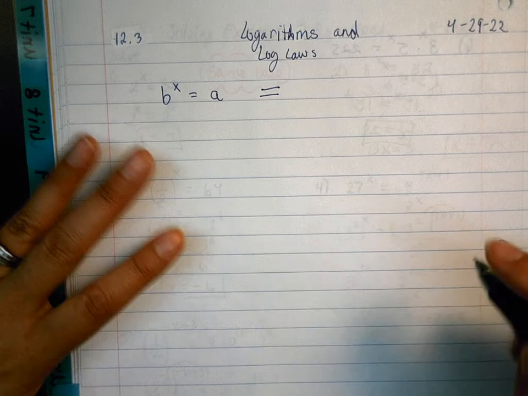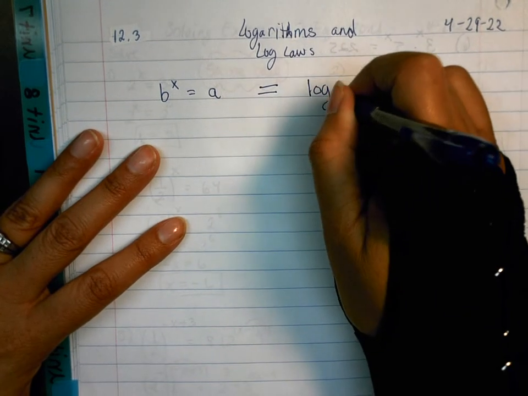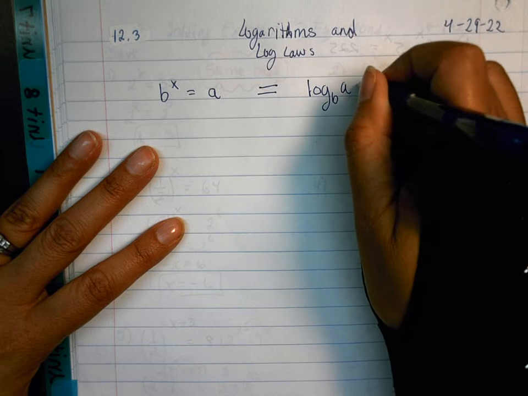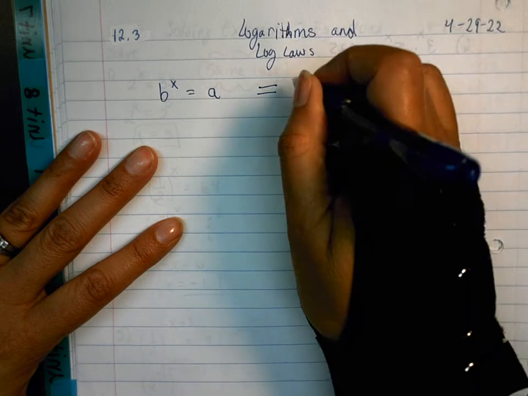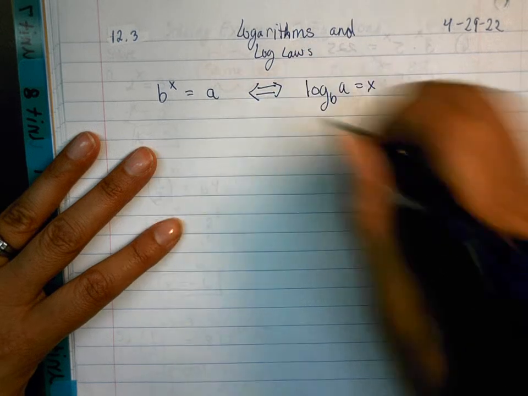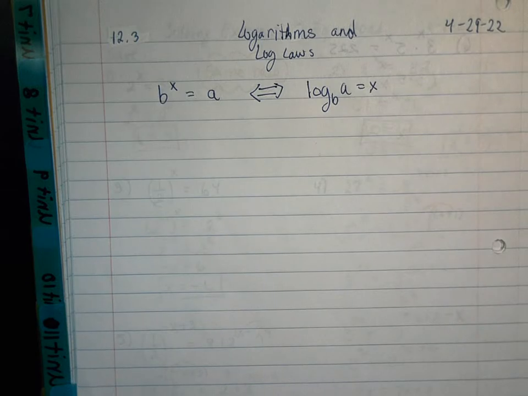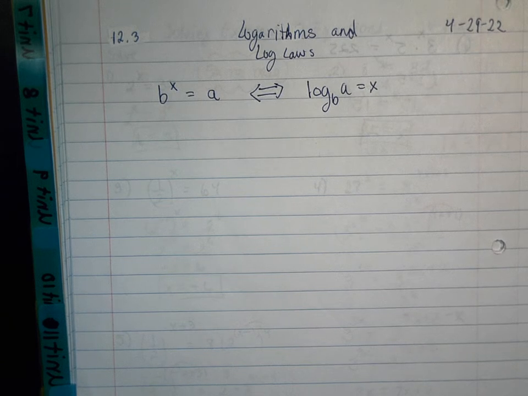So these are equal to each other, and this is what it looks like. Log base b of a equals x. Okay, so you can go both ways. This to the log or log to the x. This is called exponential form, and the other one's called logarithmic form. Exponential form and logarithmic form. Okay.